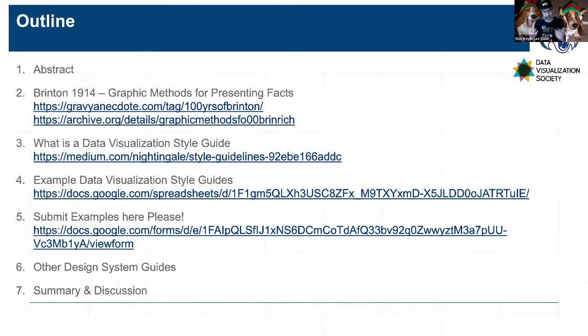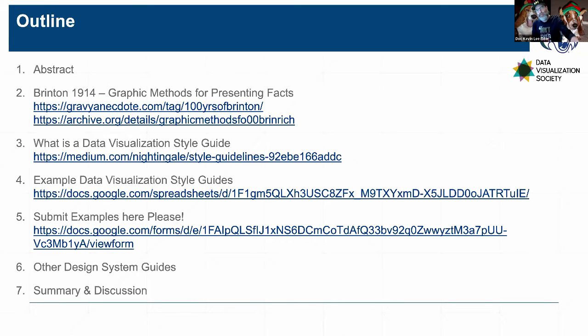Now, I'm an academic, so let me put a research spin on this. So I decided to take the 1914 Brinton stuff and compare it to these data visualization style guides, to see if we could really teach data visualization with style guides. And I think we can. I think we can establish what we ought to be doing in our data visualization by collectively looking at these style guides.